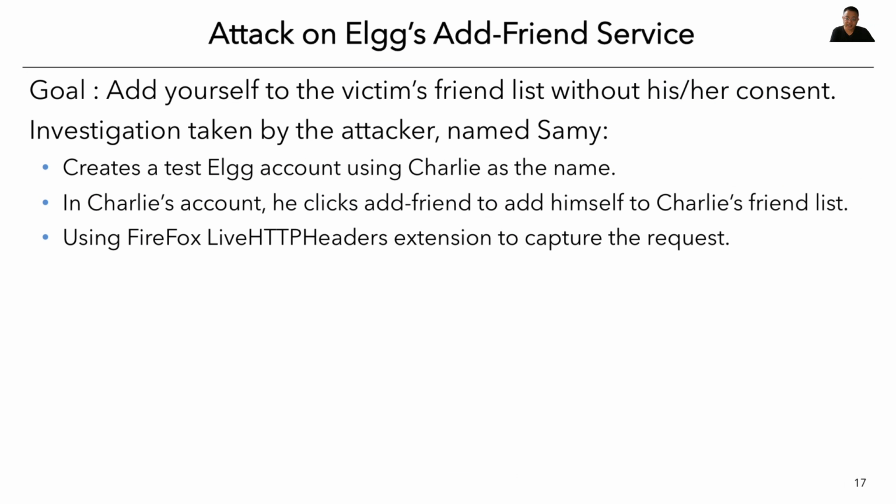Here is your task: attacking ELGG's add friend service. Add yourself to the victim's friend list without his or her consent. Before you can launch the attack, you need to know how the request is formed. How can you create a legitimate looking request? Then you need to do some investigation.